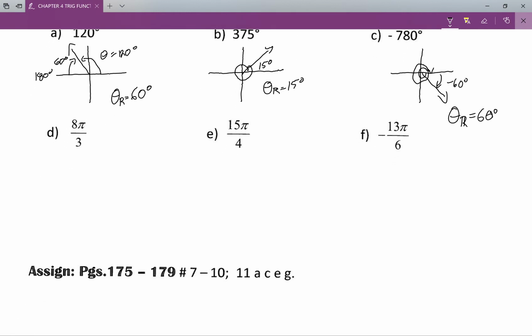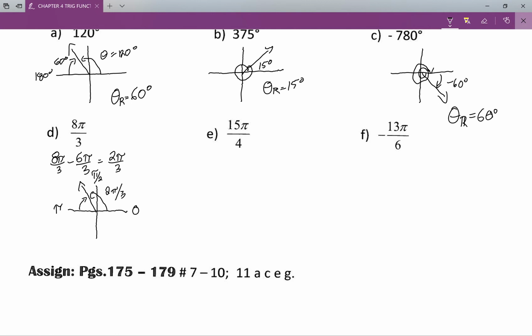8 pi by 3 gets a bit trickier, but we notice that we can subtract one full rotation, or the 2 pi, from it. So I go 8 pi by 3, and then I subtract the 6 pi by 3, and that leaves me with 2 pi by 3. Now, if this is 0, this is pi by 2, and this is pi, well, we know 2 pi by 3, 2 divided by 3 is about 0.66, so it's going to fall in my second quadrant right there.